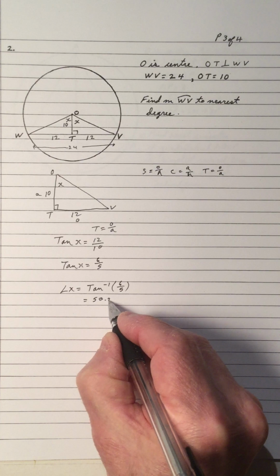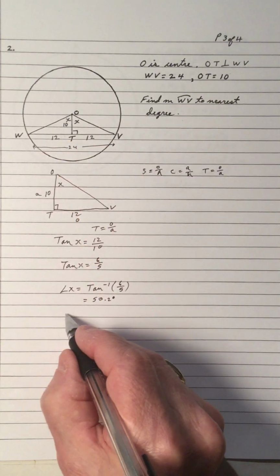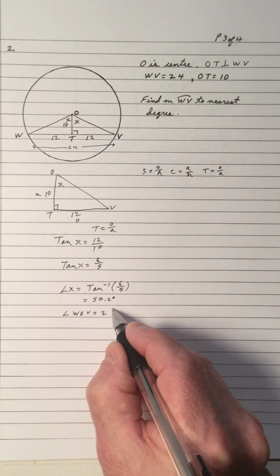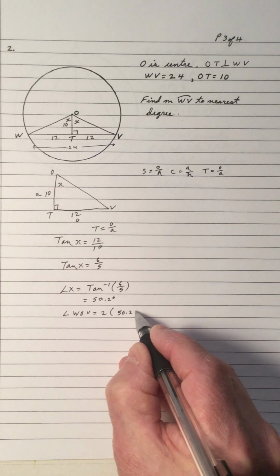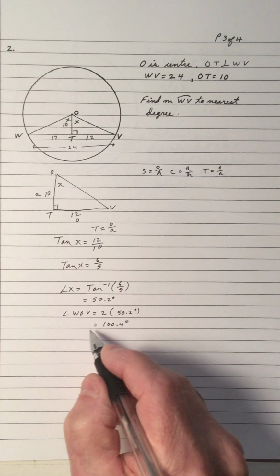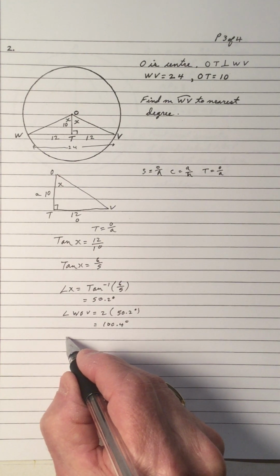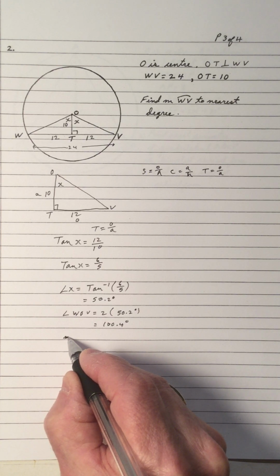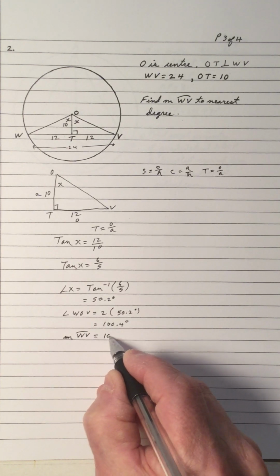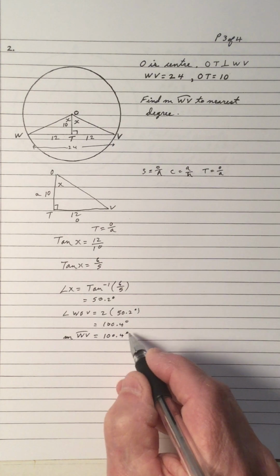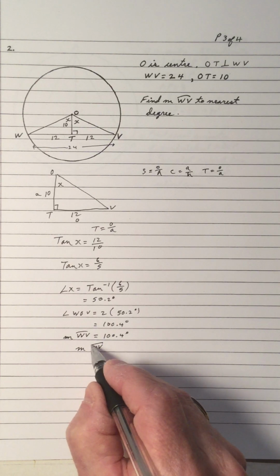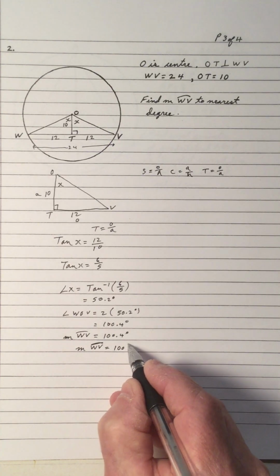So 50.2 degrees, and the angle WOV is twice 50.2. So that's 100.4 degrees. And so that means that the measure of the arc WV is the same measure, so it's 100.4 degrees. So to the nearest degree, the measure of the arc WV is 100 degrees.